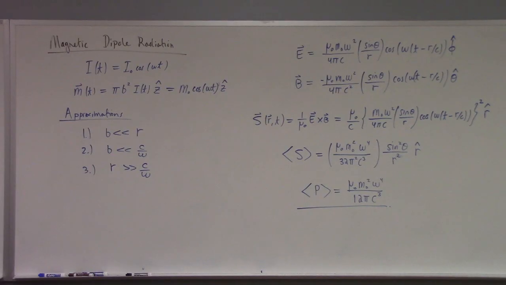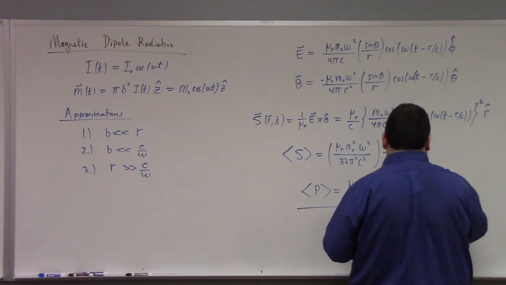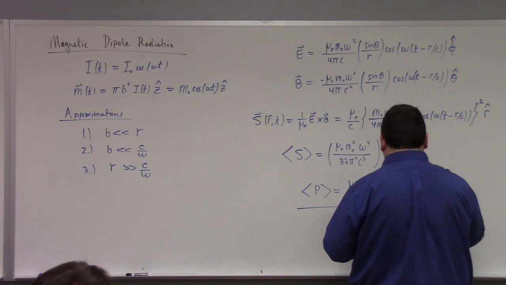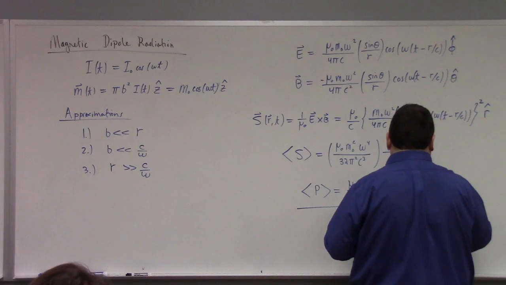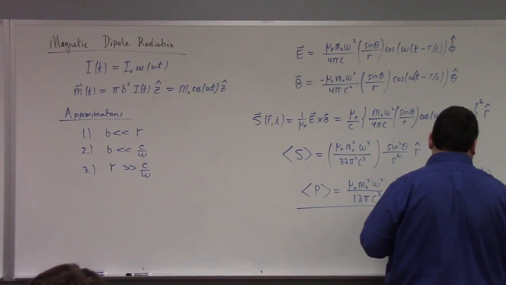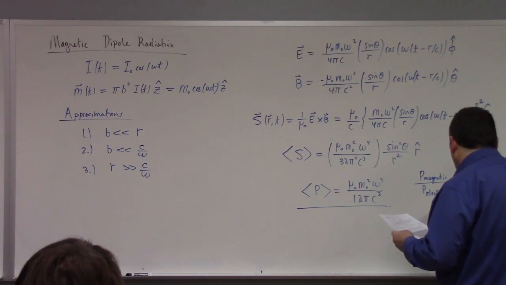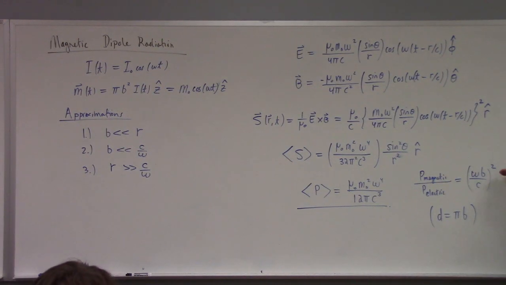And now he discusses that for similar physical dimensions, the electric dipole is totally dominant because you have this division by c in this. And so he looks at the ratio of the magnetic power to the electric power. And you get something like omega b over c, quantity squared. This is under the assumption that d is equal to pi b, just for the sake of comparing them. So like division by c, right?